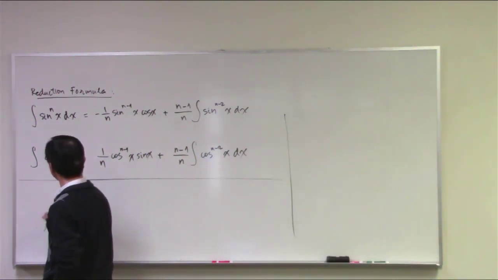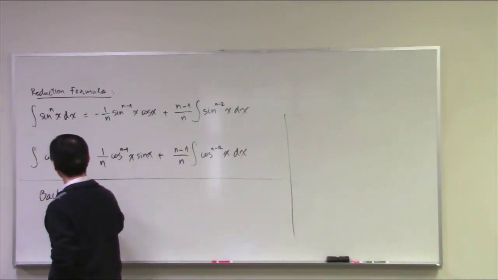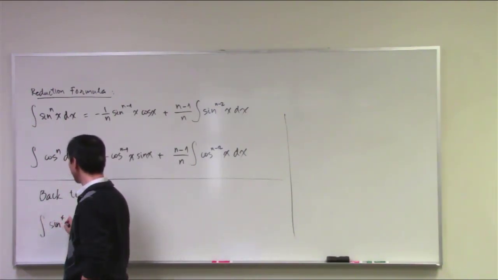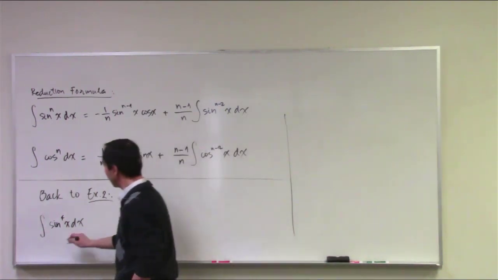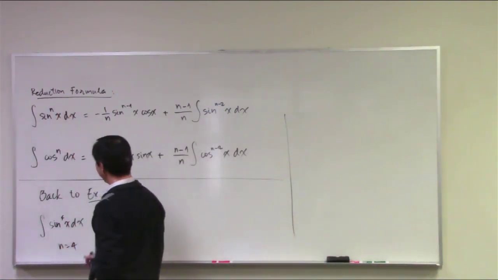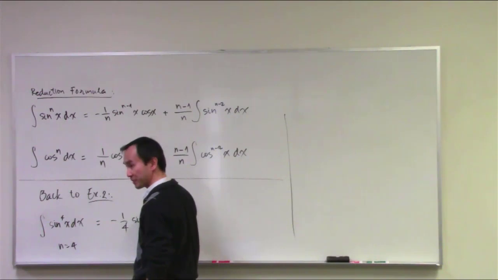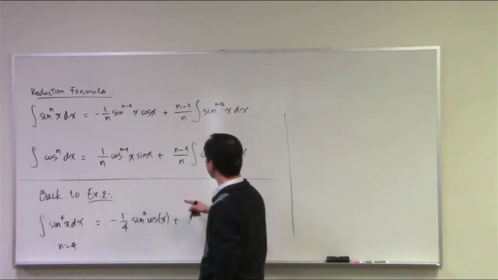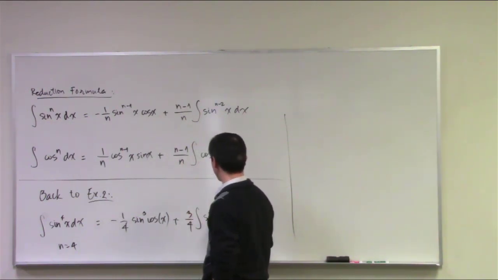So the first one right here, we're going to quickly apply that again, say back to how do we get that done using the formula here? And in this case, n is 4, right? So with the reduction formula, we can go negative 1/4 sine of x to the n minus 1, even though n is 4, so n minus 1 is 3, sine cubed, times cosine of x, plus n minus 1 over n, so it's 3/4, and there's an integral of sine squared of x dx.